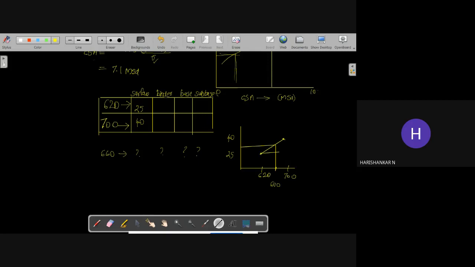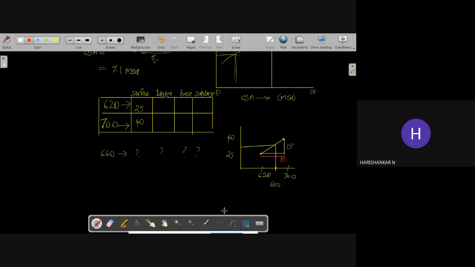You can simply use the concept of similar triangles. So here if you do like this, then you can see the length of this triangle will be 40 minus 25. That means 15. Okay, here the dimension will be altogether, this means distance, it will be 700 minus 620, it will be 80. Okay, so this much it will be 80.